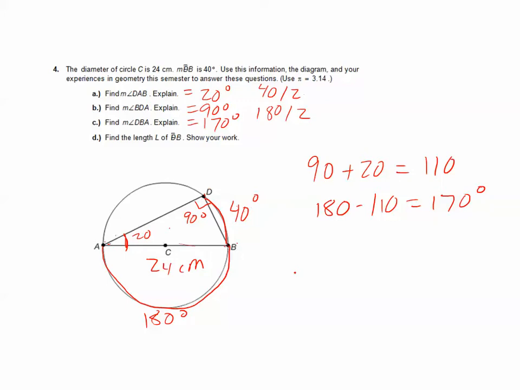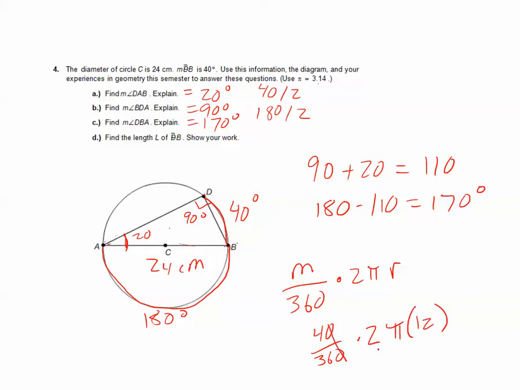So not in degrees, but in radians. All right, and so remember what we do to find that is we take the measure of the arc, the angle over 360, and we multiply it times 2 pi r. And it tells us here to use 3.14 as pi. So now what we're going to do is take the arc. So we have 40 over 360 times 2 times pi, and then our radius is going to be 12.